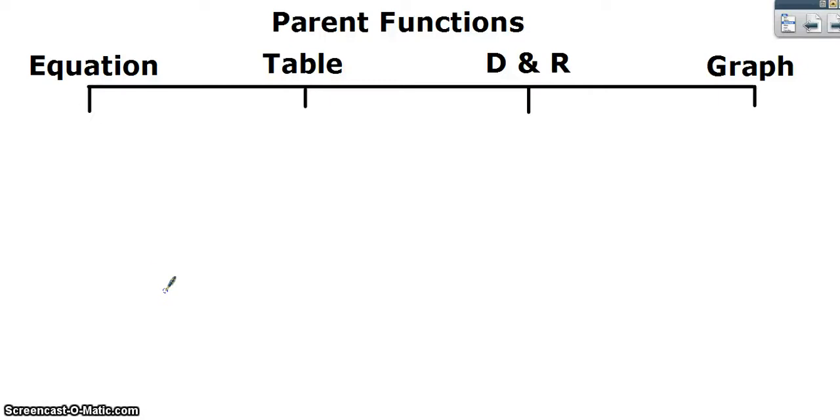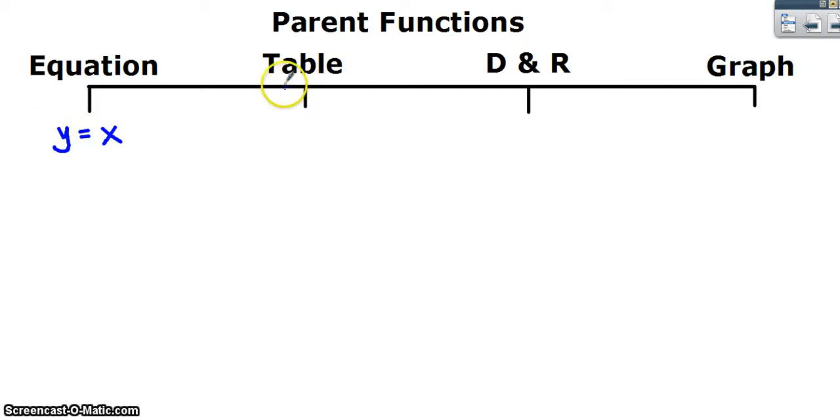Alright, this video is going to cover parent functions and transformations. We're just going to talk about the parent functions we've covered this year. So let's start with the first one we did, which was the linear function. Y equals x is the equation there.